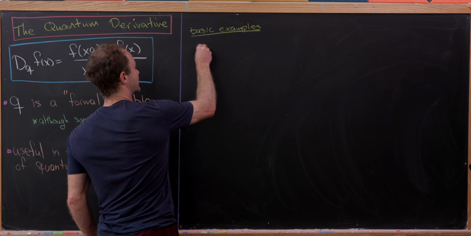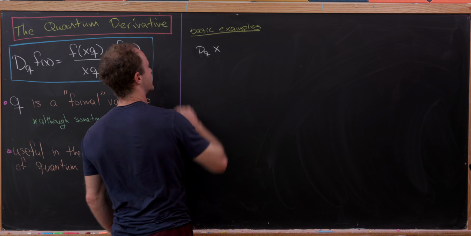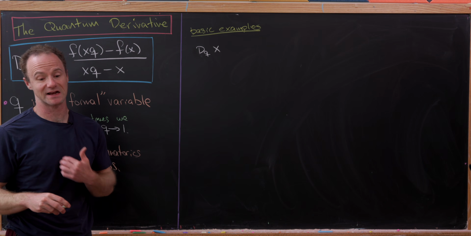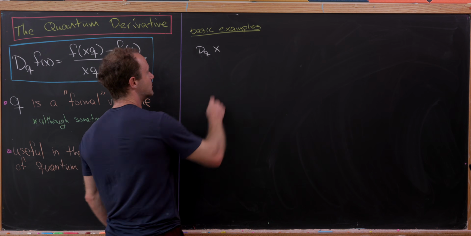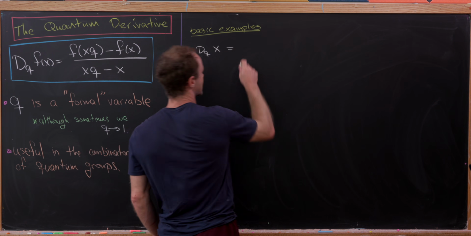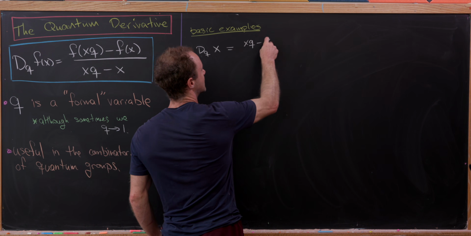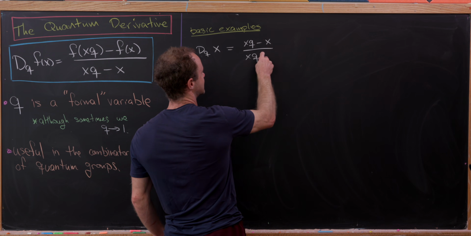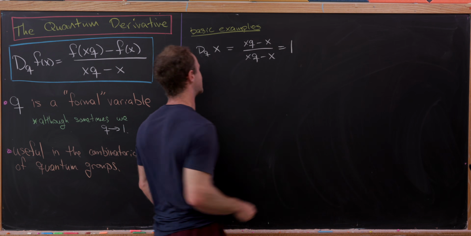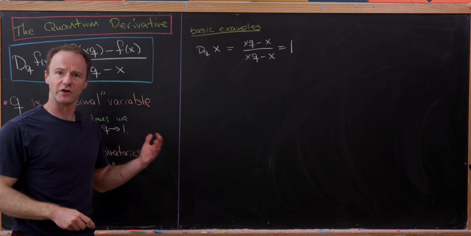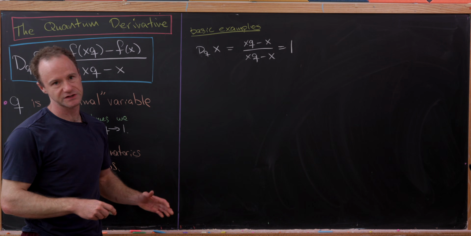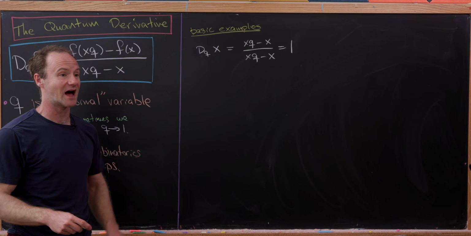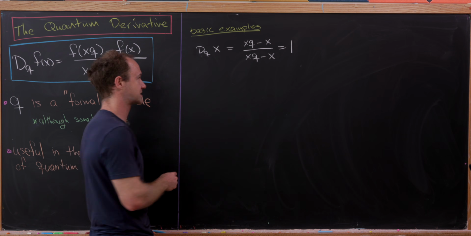So probably the first thing we could do is take the quantum derivative of just the function x, the identity function. But notice by this rule over here, that'll simply give us xq minus x over xq minus x, which is simply equal to 1. But the normal derivative of x is also equal to 1, so they at least line up when we're taking the derivative of x.